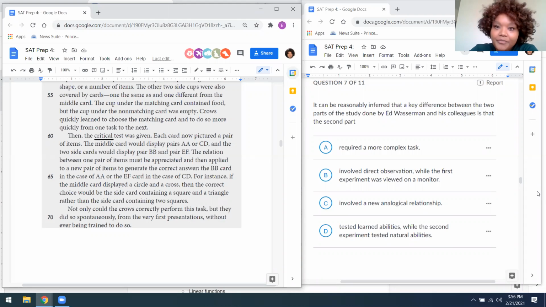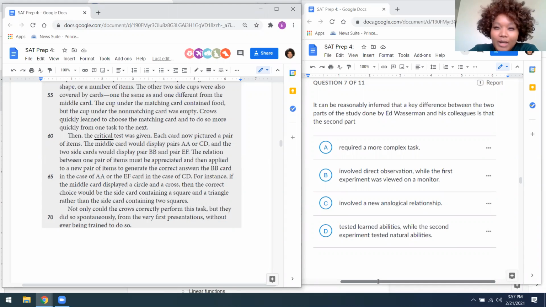Hold on, what am I trying to say? The question stem says, is that the second part. That's from the question. And then D says tested learned abilities while the second experiment tested natural abilities. So the question is setting it up so you are basically describing the second part first. But answer choice D says while the second experiment tested natural abilities. While is another one of those important words to pay attention to because it's hinting at a shift or a change in what was previously stated.